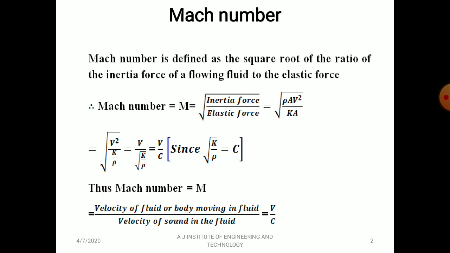So V divided by the square root of K by rho, where the square root of K by rho is replaced by C, the velocity of sound. So that is equal to V by C. So Mach number is equal to the ratio of velocity of flowing fluid to velocity of the sound wave, that is V by C. You can also define it as the velocity of a fluid or body moving in a fluid to the velocity of sound in the fluid, equal to V by C. That is the definition, very important.